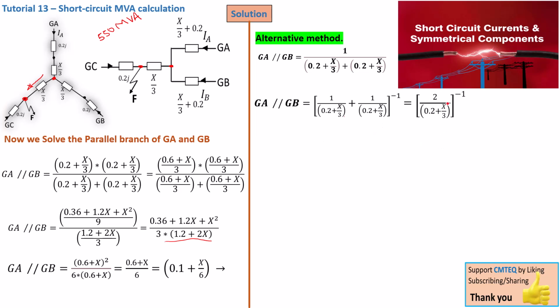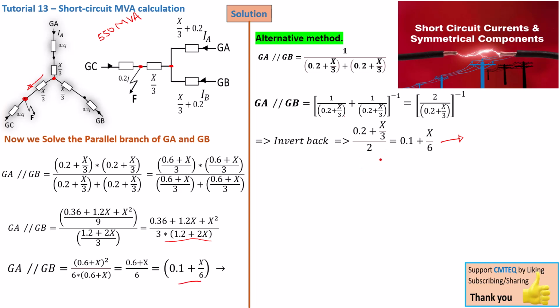And once you have it in this form, you can further invert it back to the previous form. So that will be 0.2 plus x over 3 divided by 2. And by simplifying, you basically going to find the same expression here, which is 0.1 plus x over 6. It is exactly the same expression.